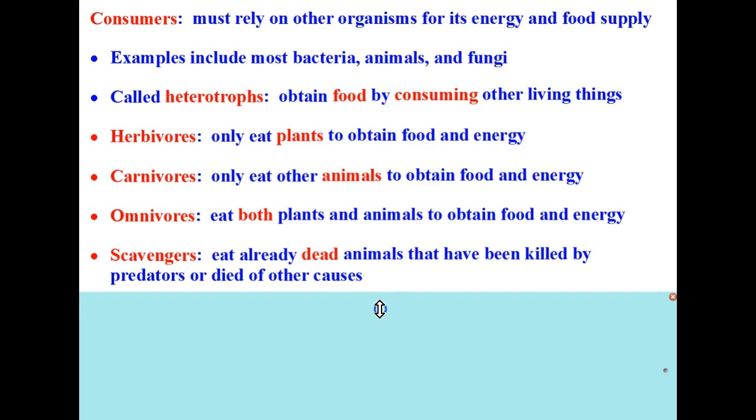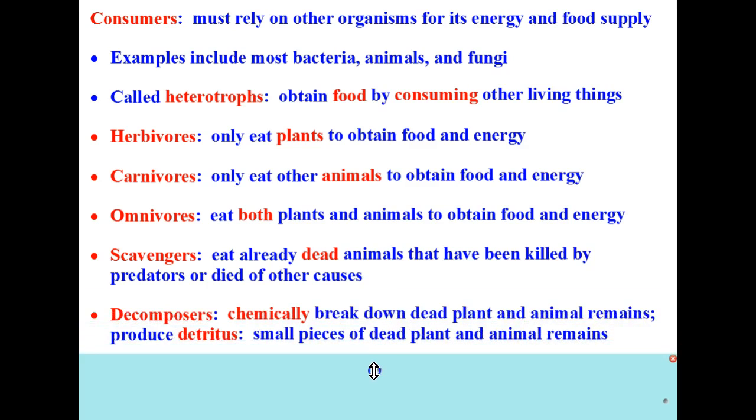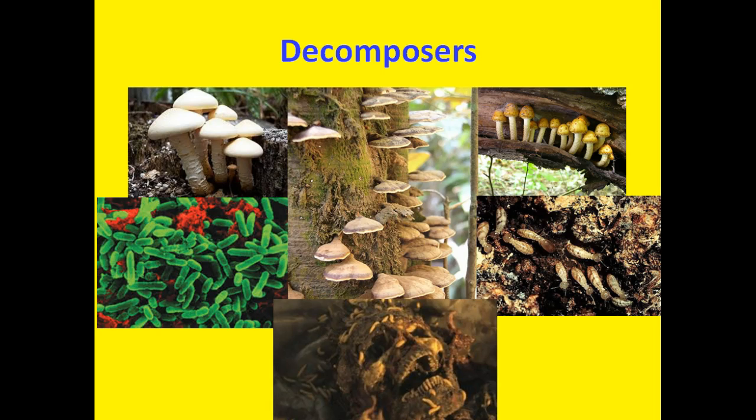Another type of consumer are what are known as decomposers. Decomposers chemically break down dead plant and animal remains. They produce what's called detritus. Detritus are small pieces of dead plant and animal remains. Examples of decomposers include the fungi, which are pictured here, bacteria, and these what look like termites here, and maggots eating this corpse pictured in the diagram you're looking at now.